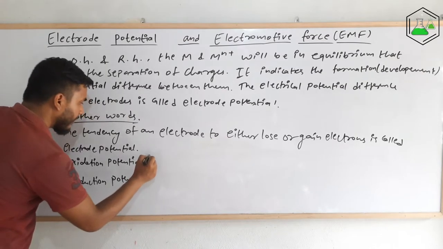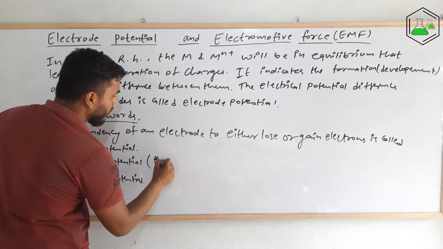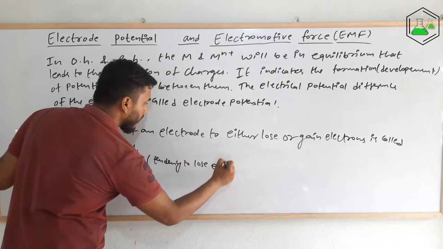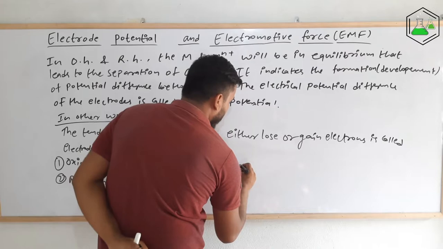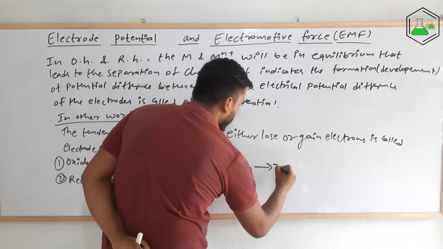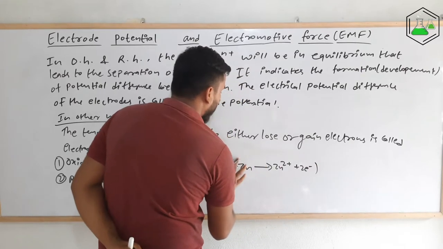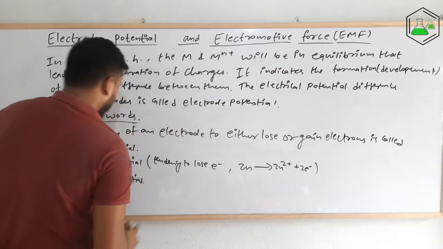Oxidation potential simply means the tendency to lose electrons. For example, zinc converting into zinc ion plus 2 electrons. This is an example of oxidation potential.